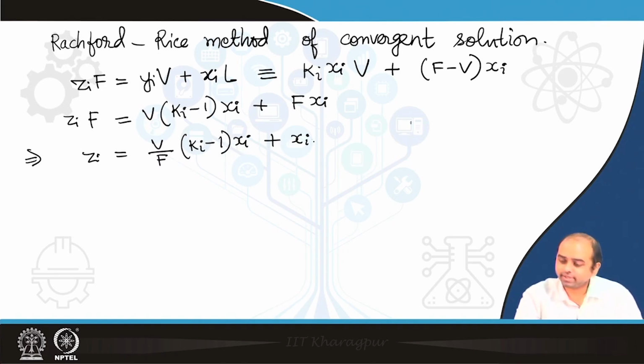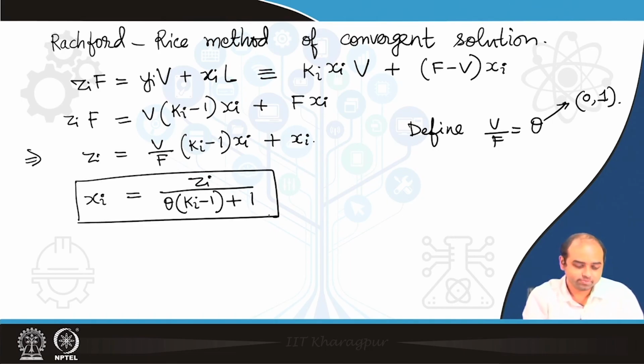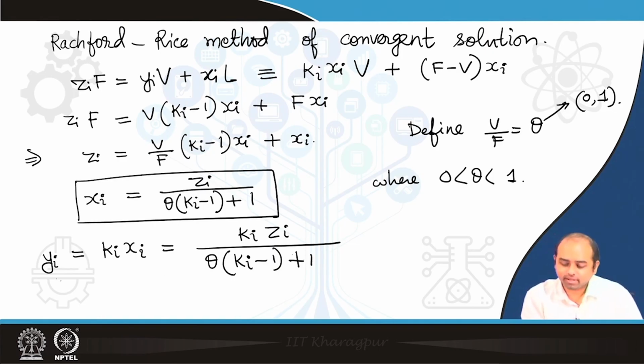If I define the fraction V by F to be equal to theta, where theta is always between 0 and 1, I can substitute and write Xi as Zi by theta into Ki minus 1 plus 1. This is the equation I have, where of course theta is a fraction between 0 and 1. Similarly, I can write Yi equal to Ki Xi, so this is equal to Ki times the top equation. This is something I can write for Yi also.